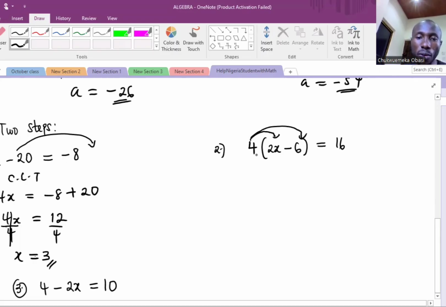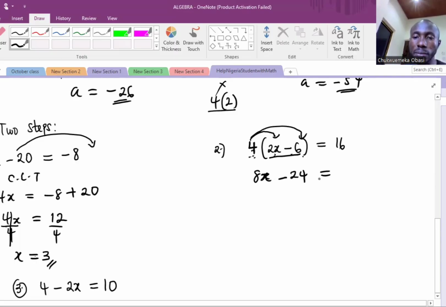Okay? So 4 times 2x. That is going to be 8x. Whenever you have 4 and the bracket like this, it actually means multiplication. Okay, it means multiplication. So that's why I'm multiplying 4 times 2x, and what I'll do next is 4 times minus 6. Does it make sense? So it means multiplication. The relationship between 4 and these guys in the bracket is multiplication. So 4 times 2x is 8x, right? Now, 4 times negative 6 is negative 24, right?